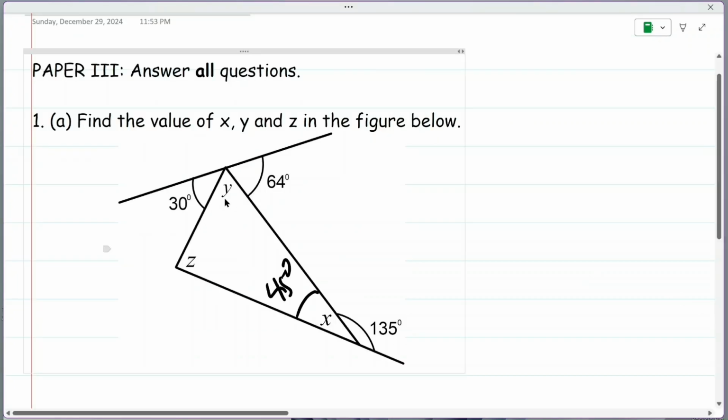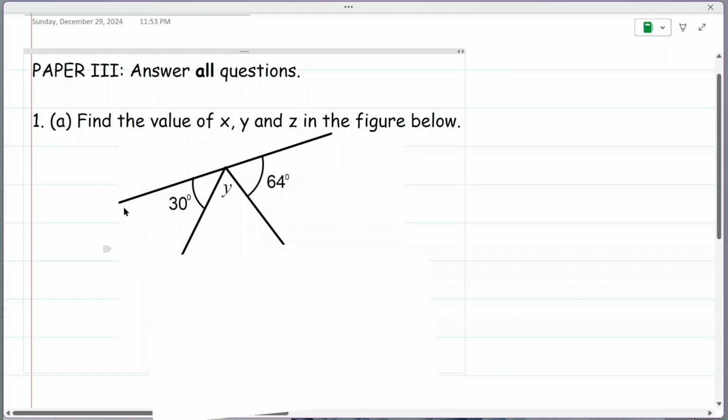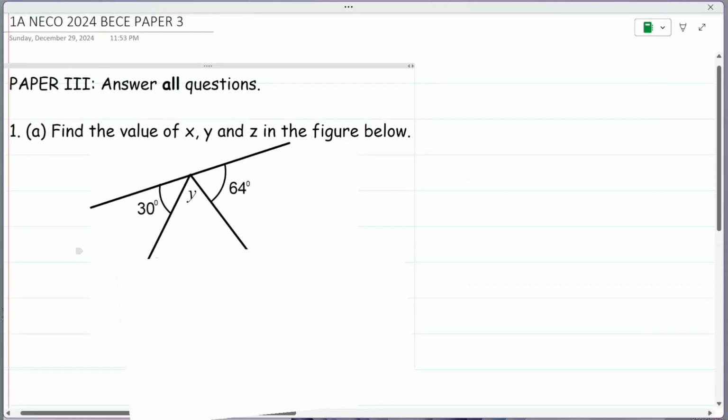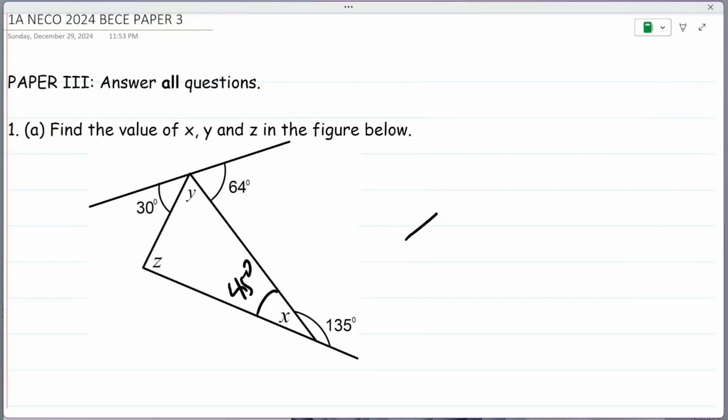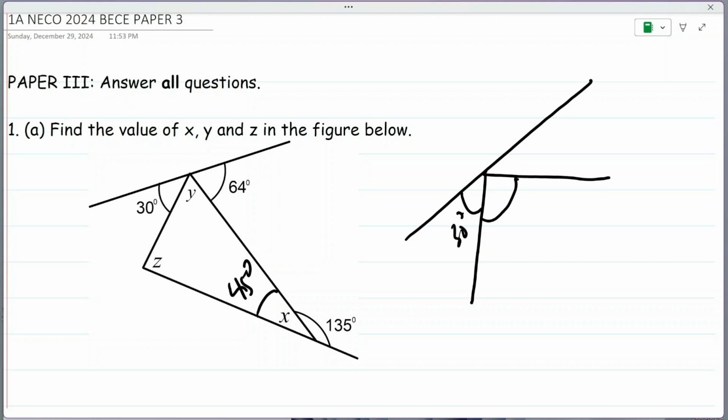Next we find y. Now this is y, and imagine this line drawn down here is not visible. You can only see this straight line. You can see 30, y, and 64. Let's redraw so you understand what is being said. Let's say we have this straight line here. You have one line going towards here. You have your 30 degrees here. You have another going here. In the middle of the lines, you have y as the angle, and here you have 64 degrees.